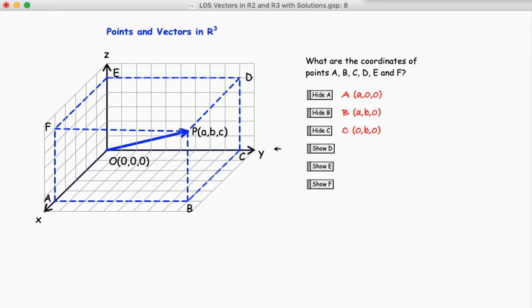So the X component is going to be 0, the Y component B, and the Z component C. Point E, what's happened here is we've only moved along the Z-axis. So the X and Y components remain 0, the Z component becomes C. So 0, 0, C. Point F, we have moved along the Z-axis and the X-axis. We have not moved on the Y-axis, so the Y component is 0, the X component A, and the Z component C.